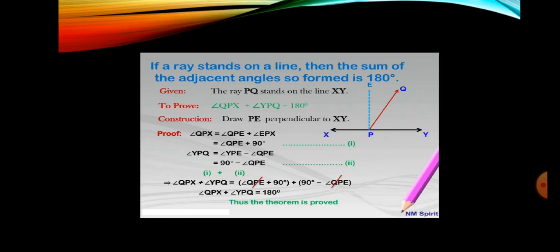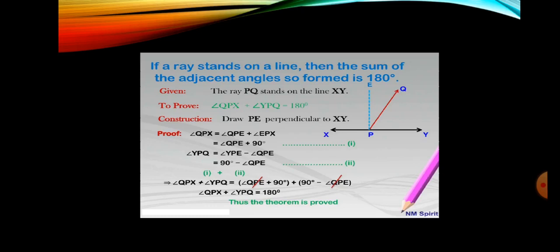Now our second equation: we take angle YPQ, and here we represent angle YPQ as angle QPE subtracted from angle YPE, and angle YPE is 90 degrees. Then we write 90 degrees minus angle QPE.